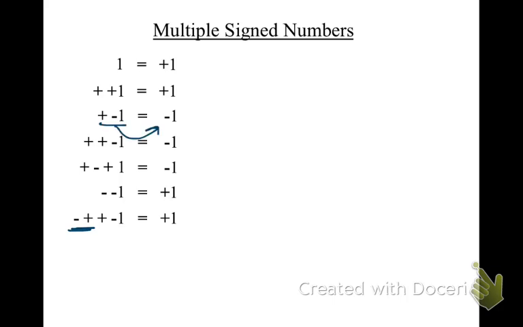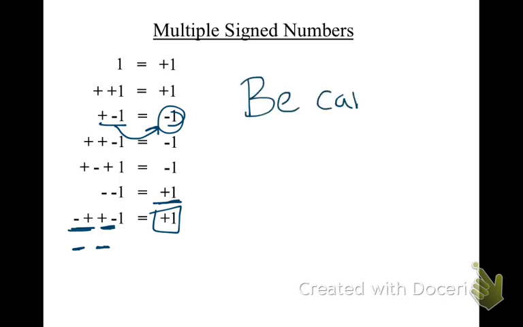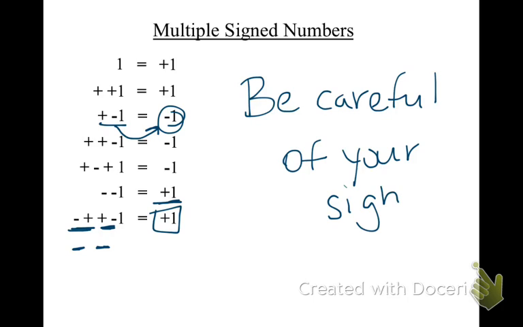A negative. So I have a negative right here. But I also have another positive times a negative. What is that? It's also a negative. And what we just learned, a negative times a negative is a positive, so a positive is going to be my answer. You have to be very careful of your signs, because positive 1 is much better than a negative 1.